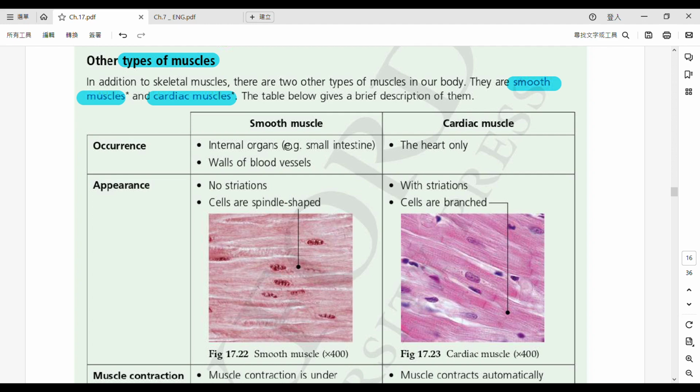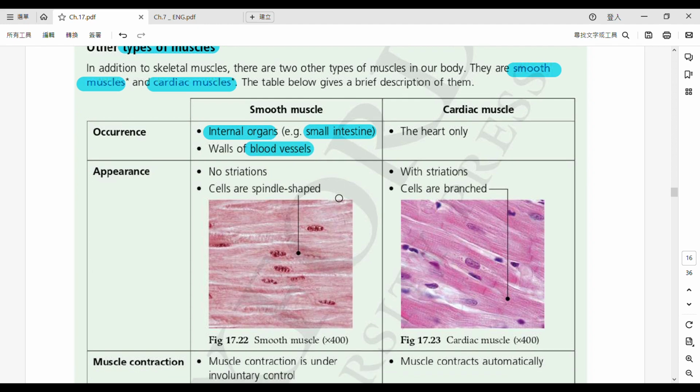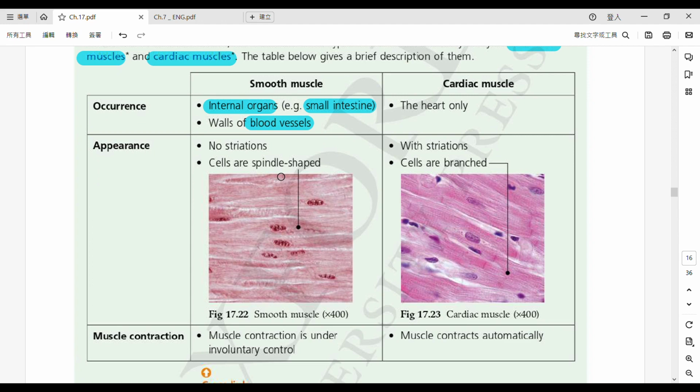However, this muscle, where can you find it? 喺邊度揾得到啊? The internal organs, 一啲嘅內臟位置啦. For example, your small intestine 你嘅小腸, and also the walls of the blood vessels 你嘅血管壁. So there are some features. You will see that it's so different from the previous diagram. You will see that there are no striations, and they are spindle shaped.